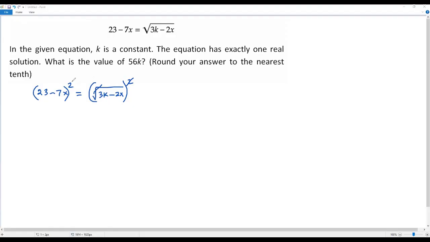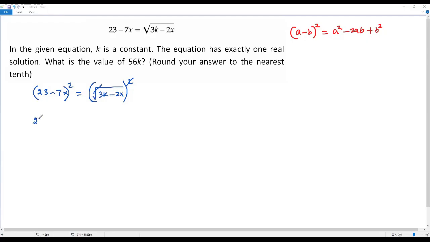Now, to get the expansion of the square of the binomial, we can consider the algebraic identity: (a minus b) the whole square. Its expansion is a squared minus 2ab plus b squared. Now let's compare this (a minus b) squared with (23 minus 7x) squared. In place of a, we have 23. In place of b, we have 7x. So we write the trinomial a squared minus 2ab plus b squared, with a as 23 and b as 7x.